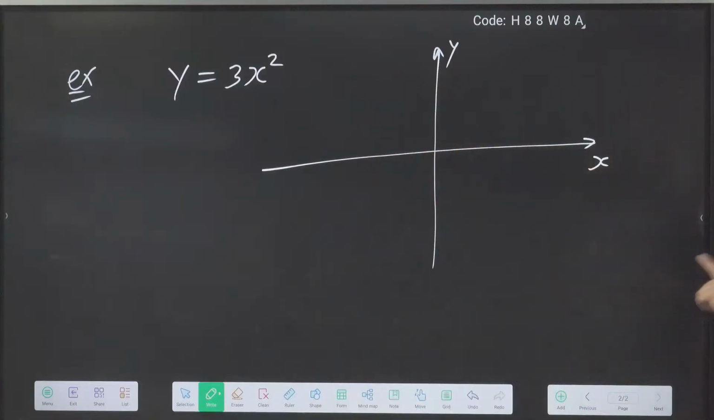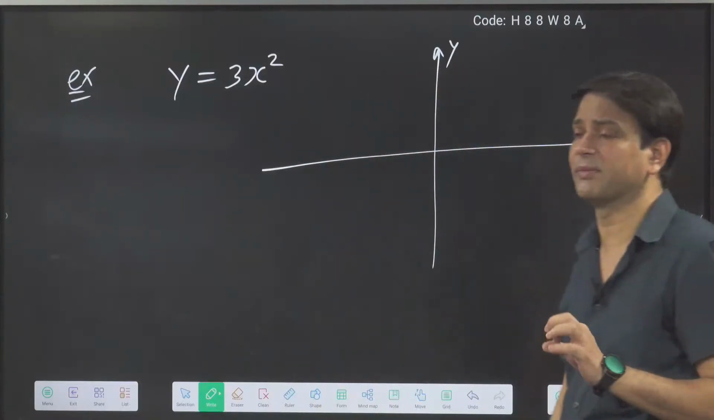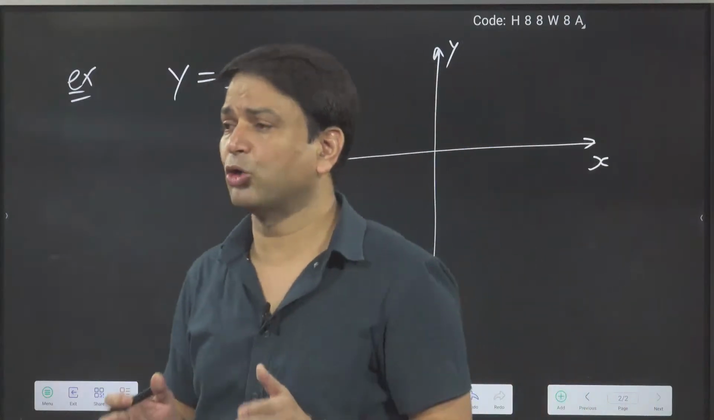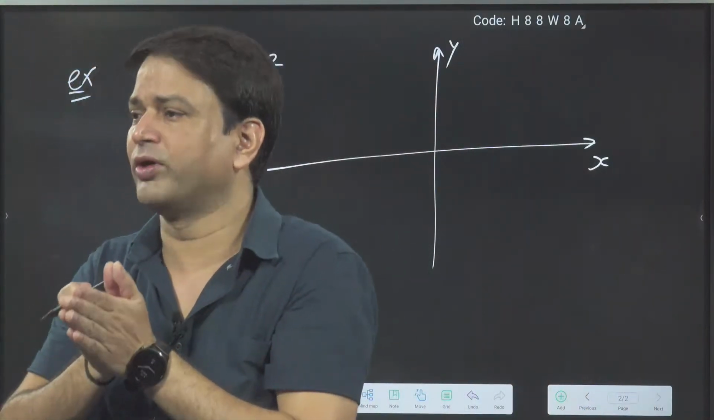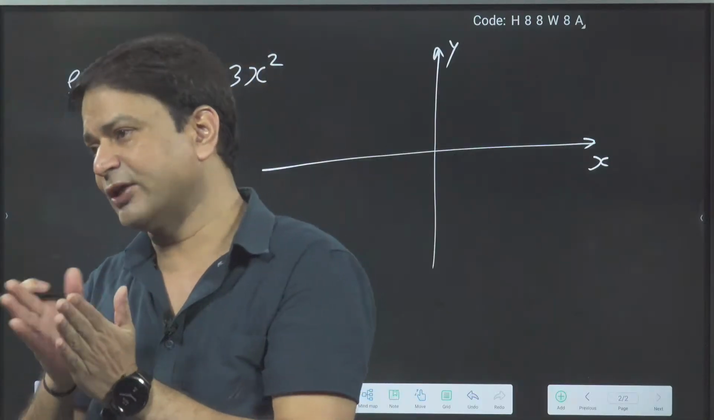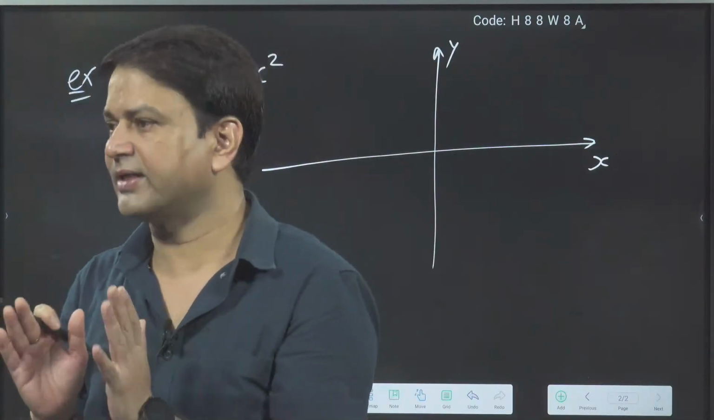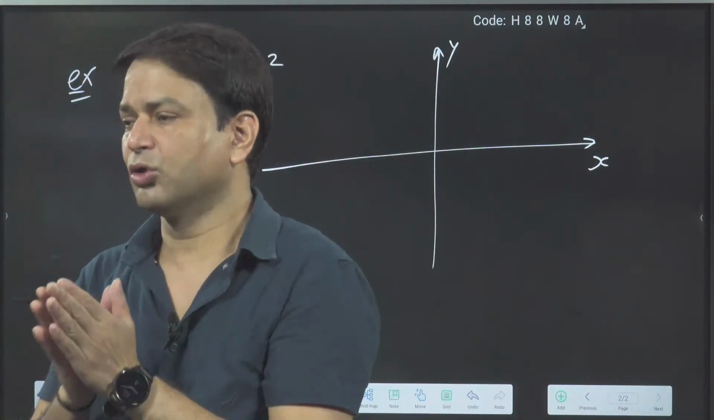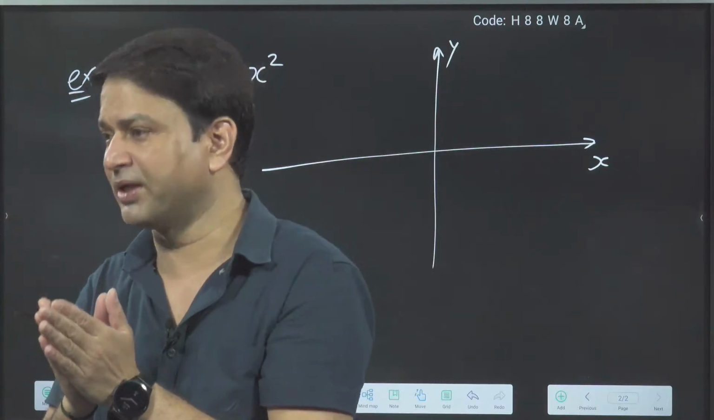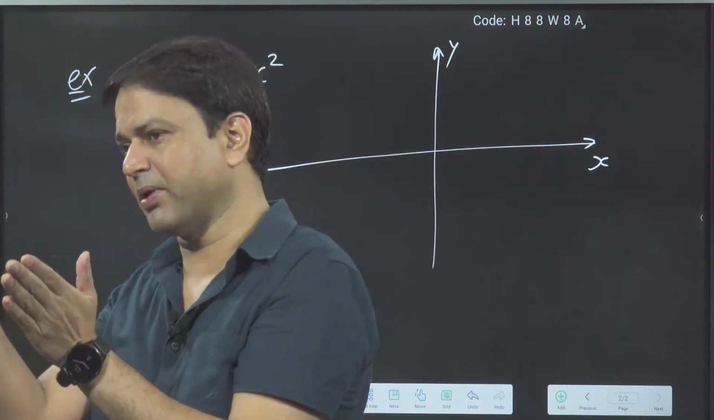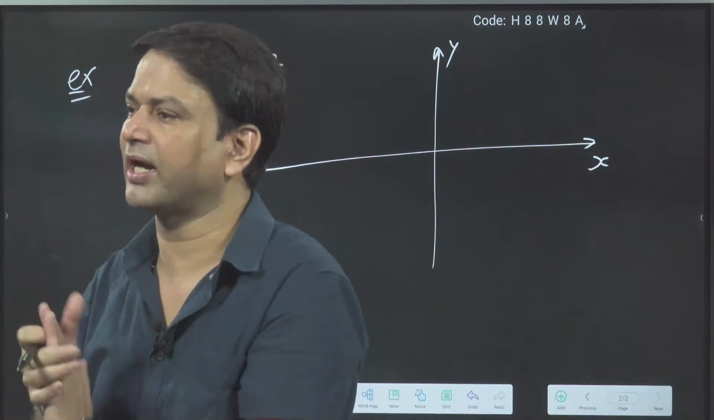Okay, here x square is there, so it will be symmetric. Symmetric means what? Symmetric about y means you take the y-axis as a mirror. How it is to the right of y, the same it will be to the left of y. That is the meaning of symmetry. So for x square, symmetric about the y-axis, the y-axis is a mirror: whatever shape is left of y, the same will be on the right of y.